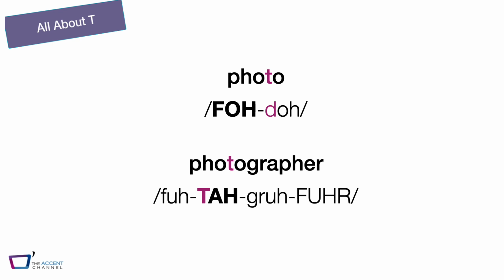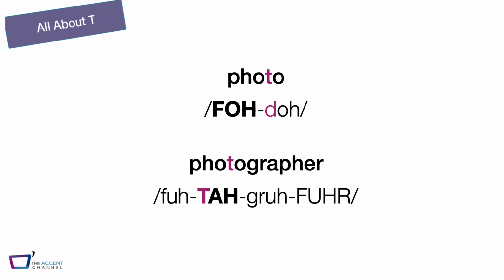Now, notice the difference between these two words. In the word photo, we turn the T into the light D because the strong syllable is the first syllable. It's not the syllable that begins with T. So that is our T between vowels turning into a light D rule. T is between vowels. The T is not at the beginning of the strongest syllable, so the T is pronounced as the light D, photo.